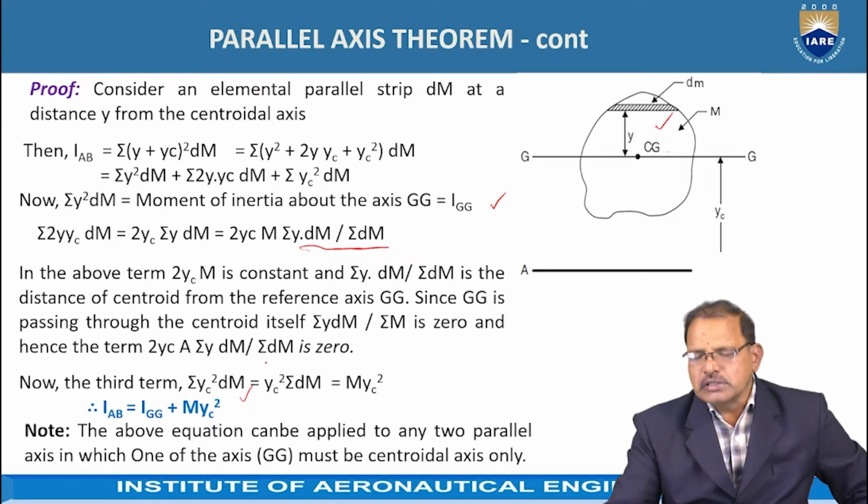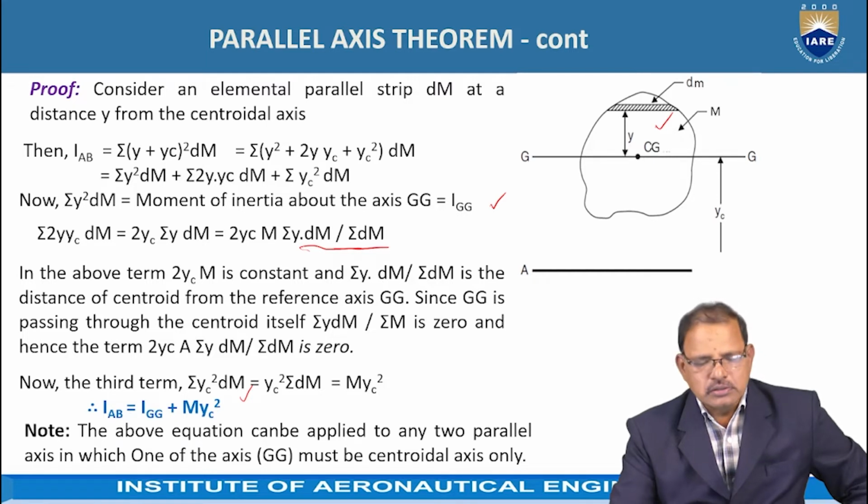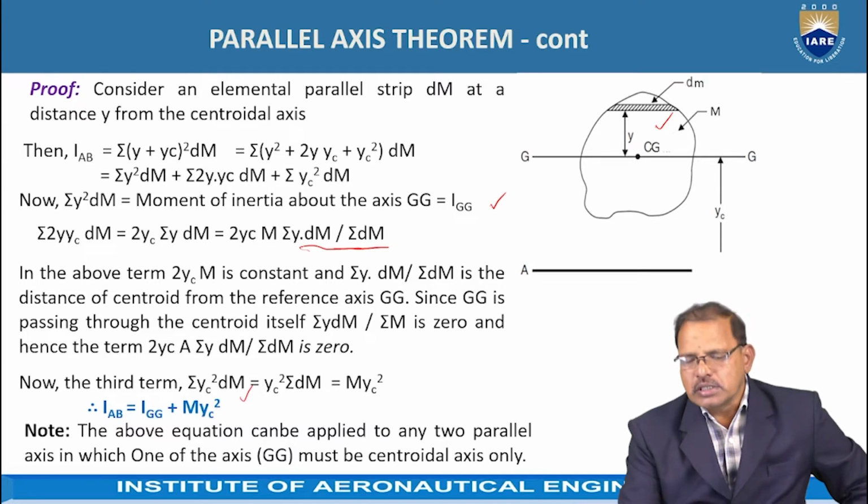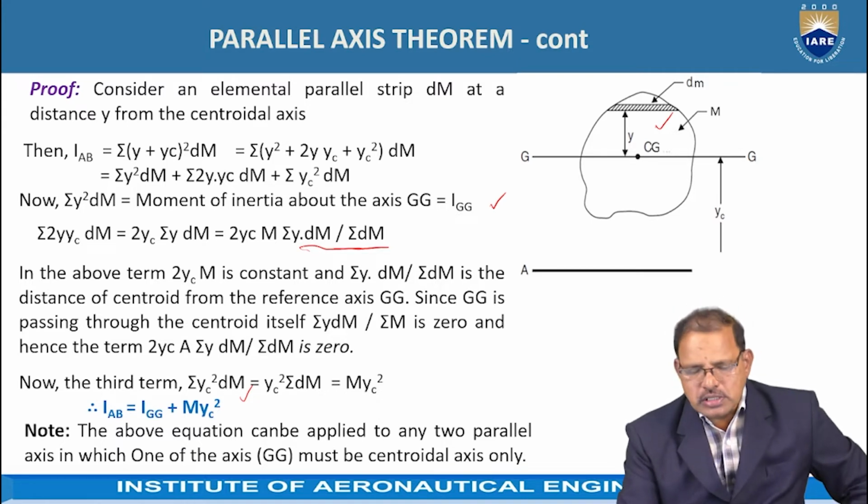So now the moment of inertia of the entire section about AB is equal to I_GG plus M yc square, where I_GG is representing the moment of inertia of the entire section about the central axis, M is representing mass, and yc square is representing the square of the distance between the parallel lines AB and GG. This principle is called the parallel axis theorem. It is only applicable when the two reference lines we consider, AB and GG, are parallel to each other, and one of the parallel lines must be passing through its centroid.